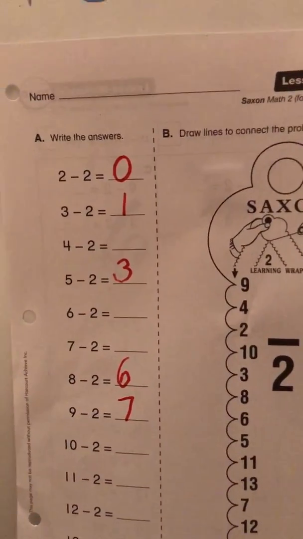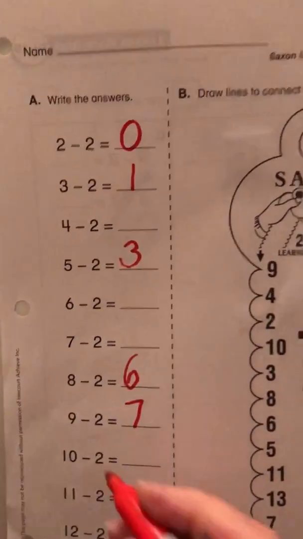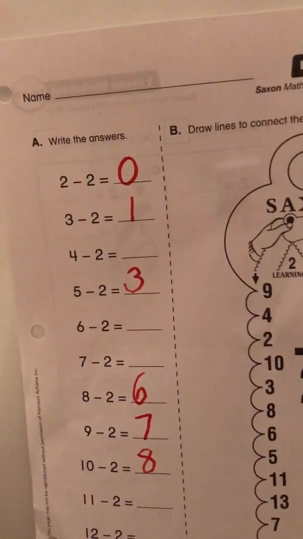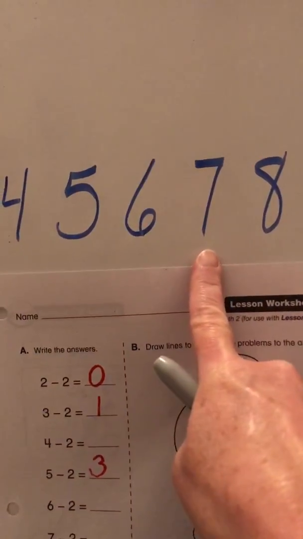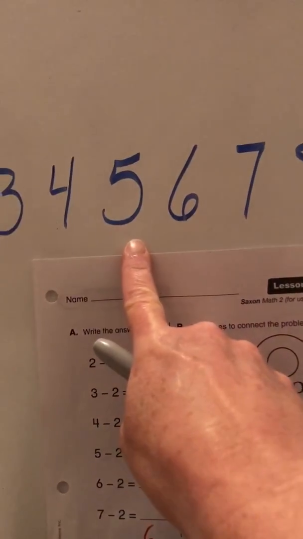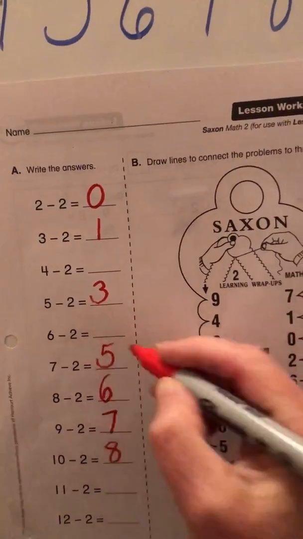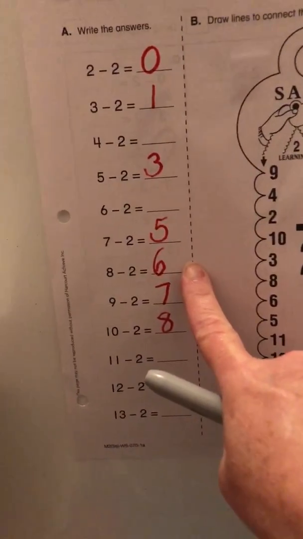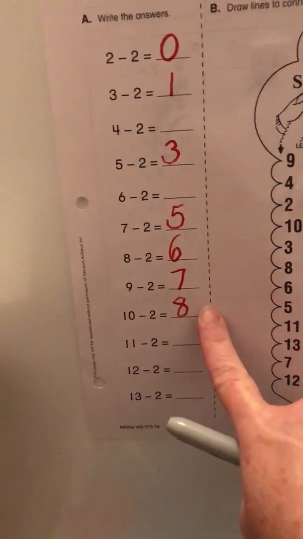Okay, 10 minus 2. We already did that one. Do you remember what it was? 10 minus 2 is 8. Okay, let's go to 7 minus 2. I hope you already know what the answer is. 7 minus 2 is 5. If 7 minus 2 equals 5, then 8 minus 2 equals 6. 9 minus 2 equals 7, and 10 minus 2 equals 8.